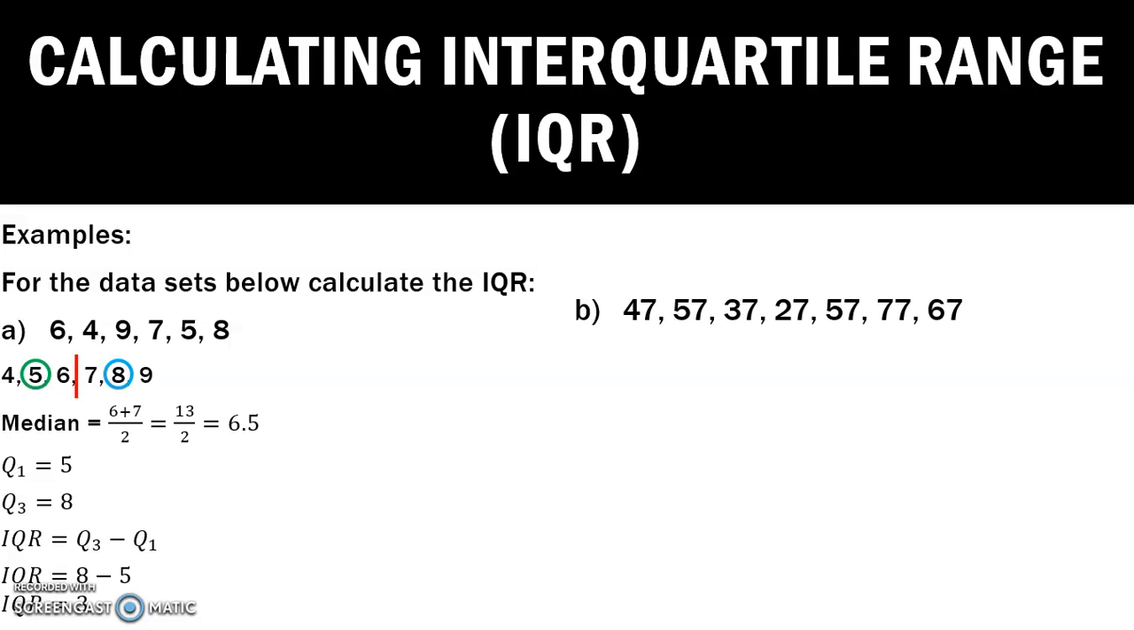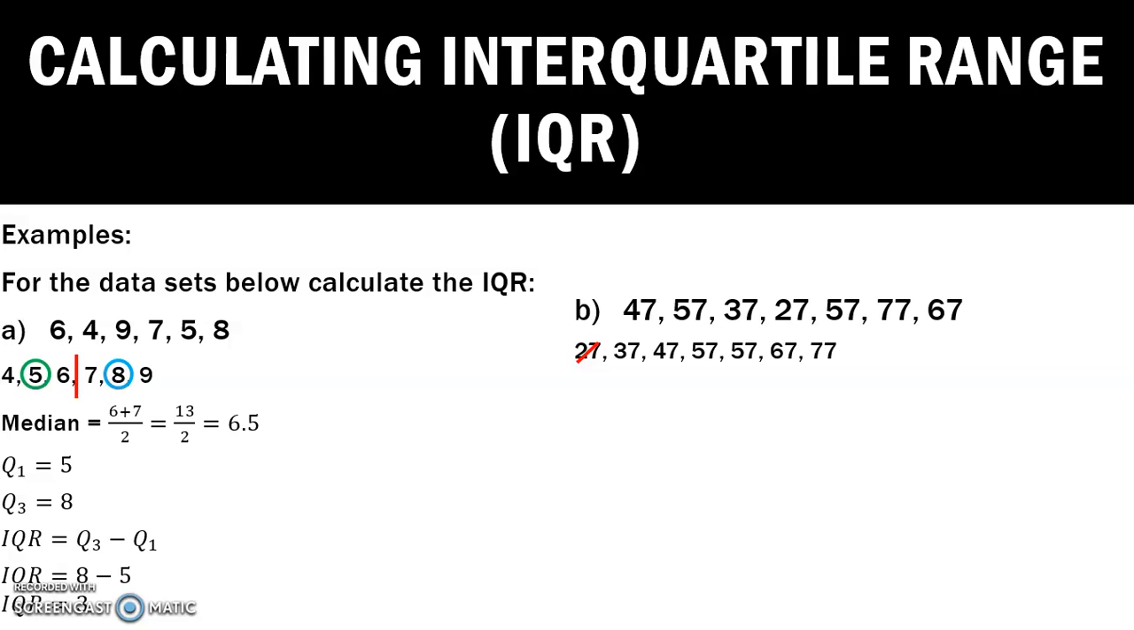What we then want to do is we have example B, and we have the scores 47, 57, 37, 27, 57, 77, and 67. So we first want to write these scores in order. So we get 27, 37, 47, 57, 57, 67, and 77. So then we want to find the median.